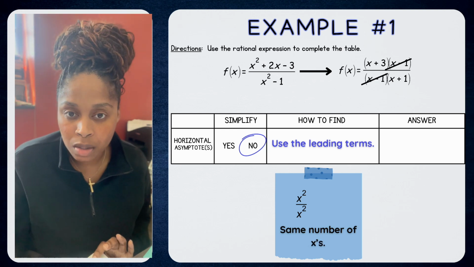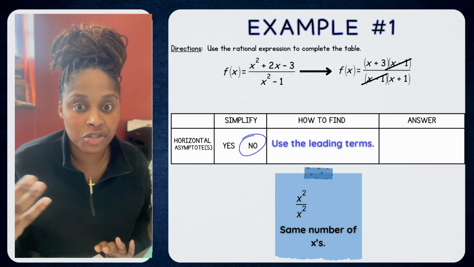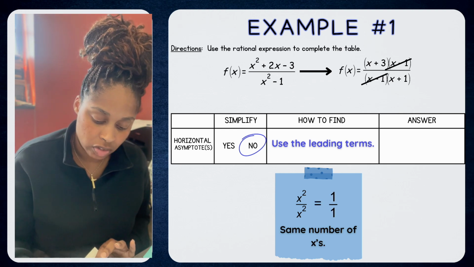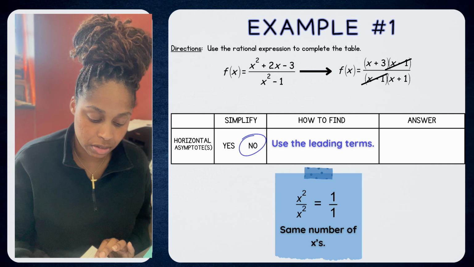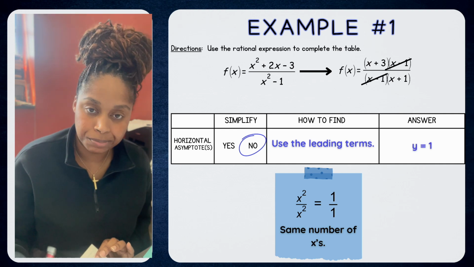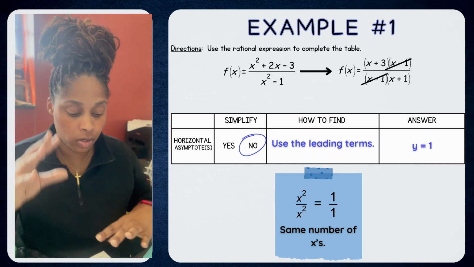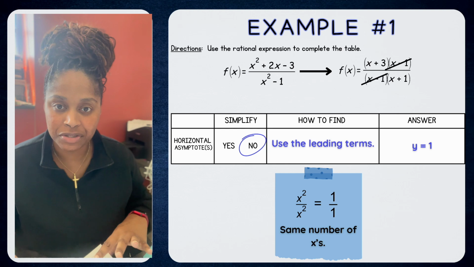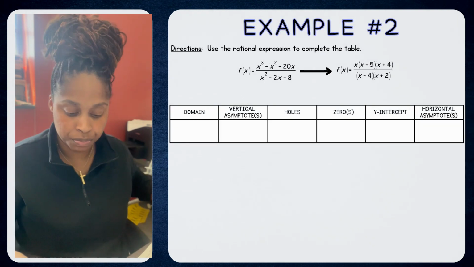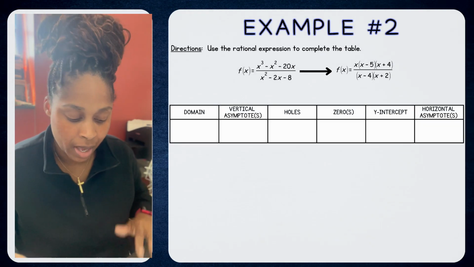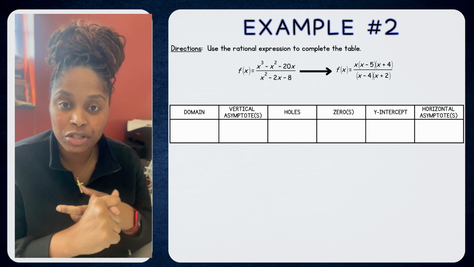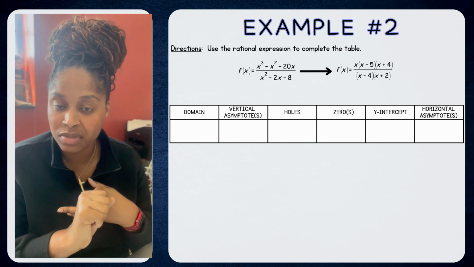I don't see any numbers by my x squared, which means there's just 1 in front. So my horizontal asymptote is going to be at y equals 1. We're going to be using this table to help us answer the rest of the questions. So number 2, we're doing the same exact thing.